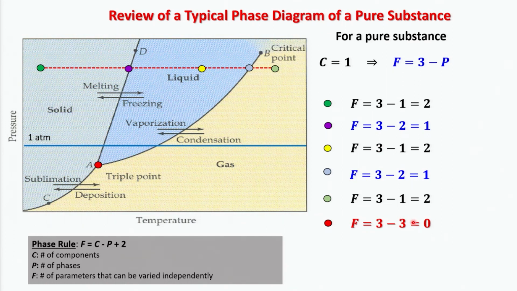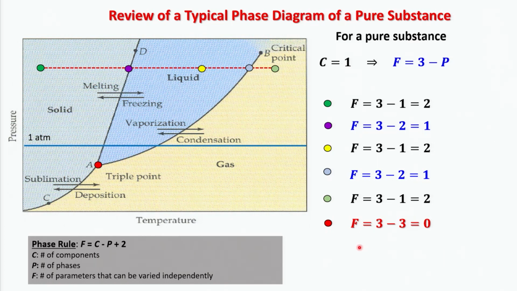And this basically means that this particular point is an invariant point where this unique phenomenon of having the solid in equilibrium with both the liquid and the gas phase will occur. And the triple point is therefore, for a pure substance such as the one that I have shown here, an invariant point because it does not have any degree of freedom.